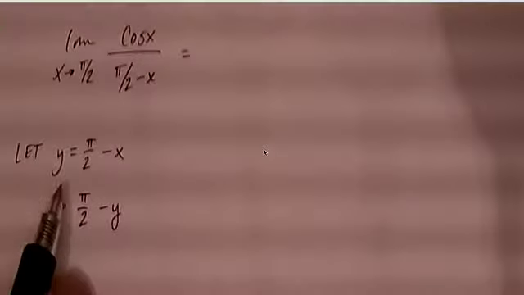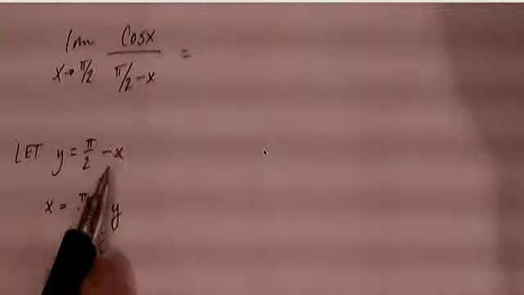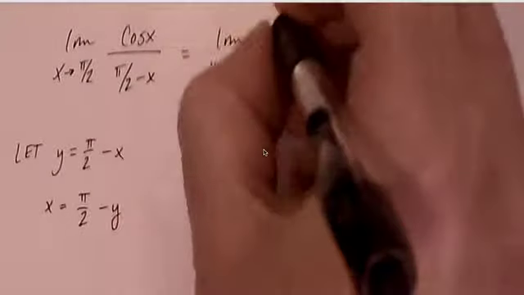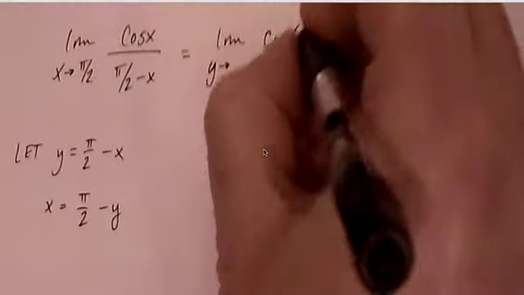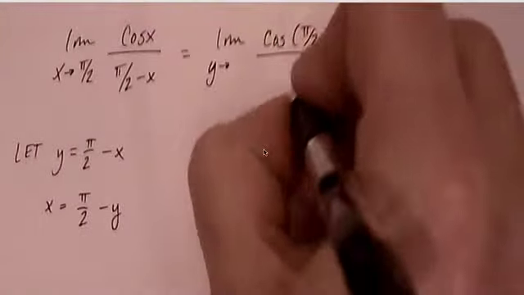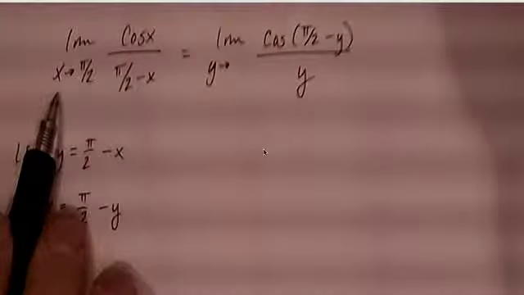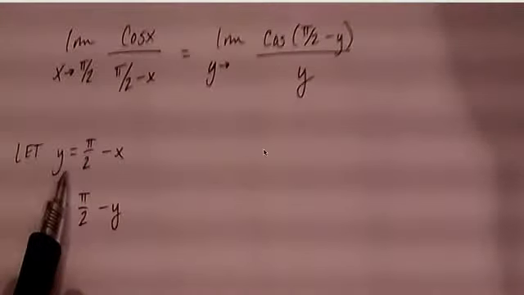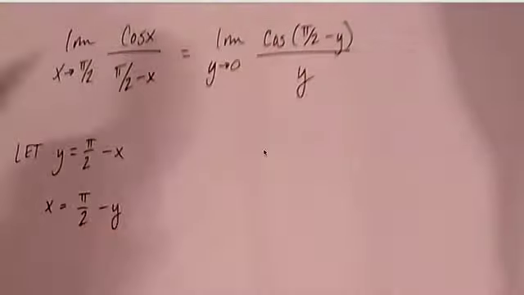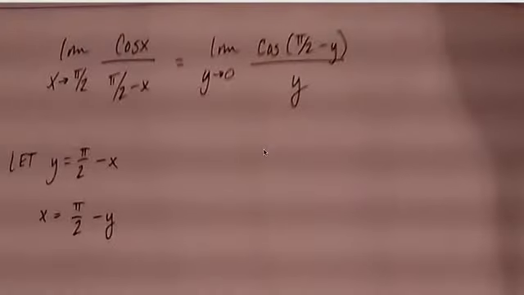And so I know that this is synonymous with this. In order to get from here to here, all I have to do is add x to both sides and then subtract y from both sides. So I know that this winds up transforming this into cosine of pi over 2 minus y over y. And of course, as x approaches pi over 2, y approaches pi over 2 minus pi over 2, or it approaches 0, right?